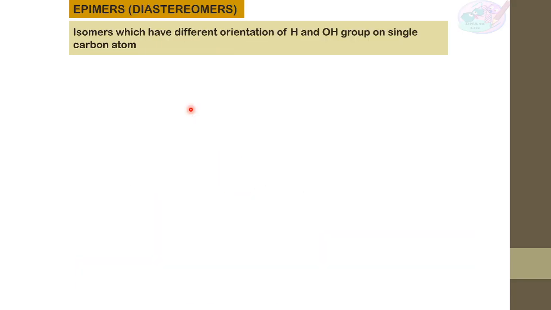Next one. We learned about enantiomers. Now we will learn about the diastereomers. In diastereomers we will first read about epimers. What are epimers? They are isomers which have a different orientation of H and OH group on a single carbon atom.